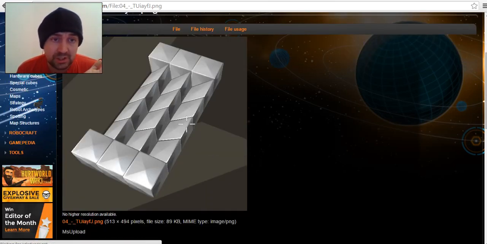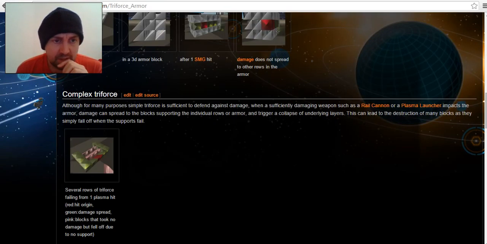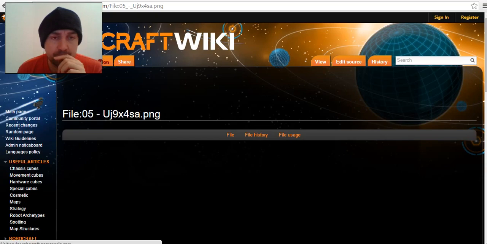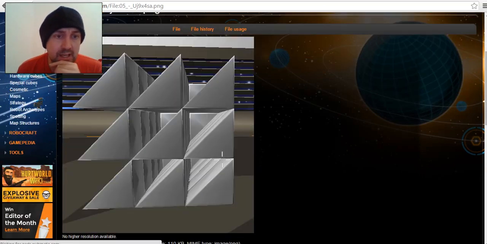So it's got blocks on the edges and prisms there, a row of four. So it's six in total in width. Fine. Simple triforcing. That's probably where we're going to start. In a 3D block, triforcing will look like this. So they're all facing the same way. Okay. Fair enough. Simple triforcing.